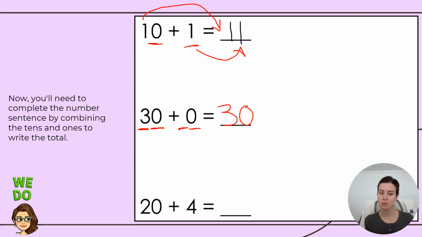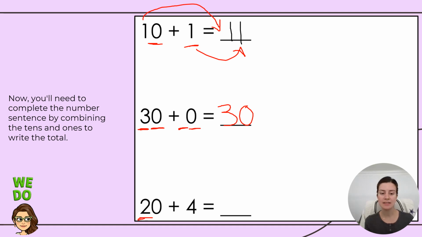Go ahead and finish with that second number sentence. You can pause this recording, press play when you are ready to continue with the last one. 20 plus 4 equals blank. Let's underline our tens place in both numbers.